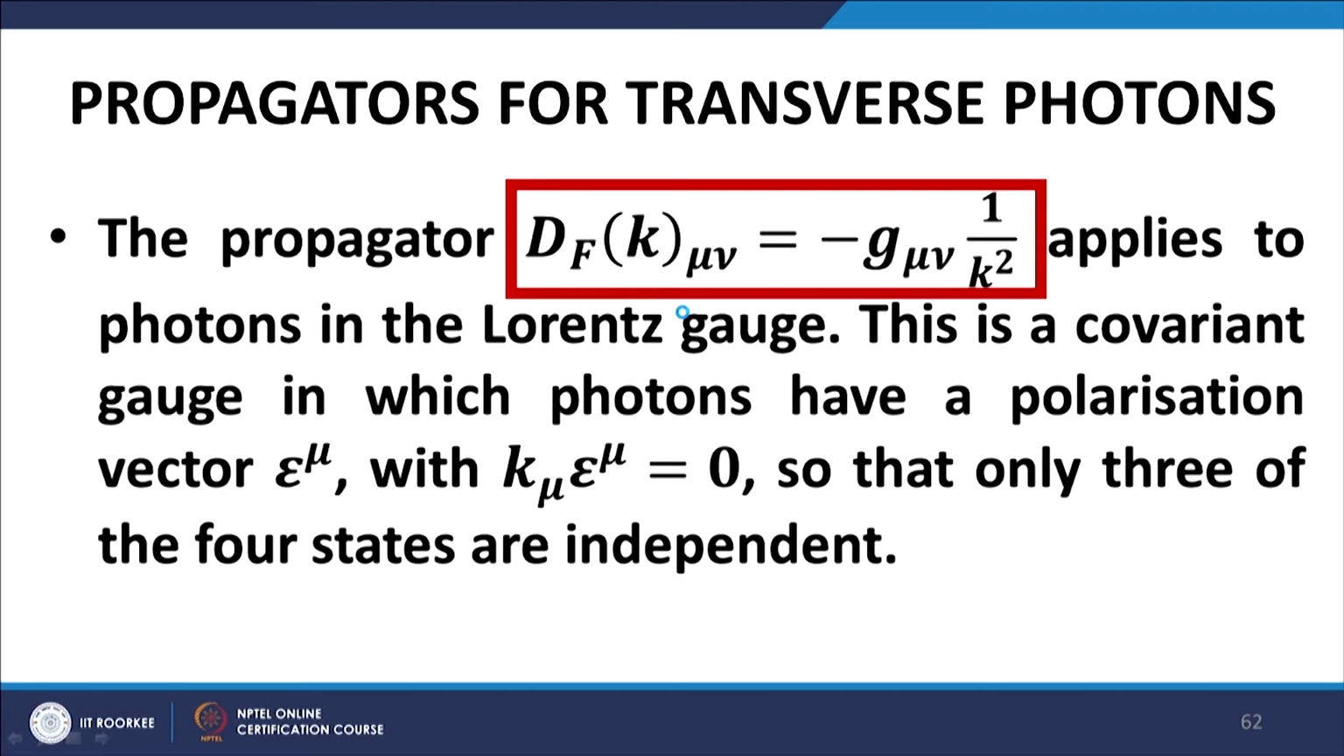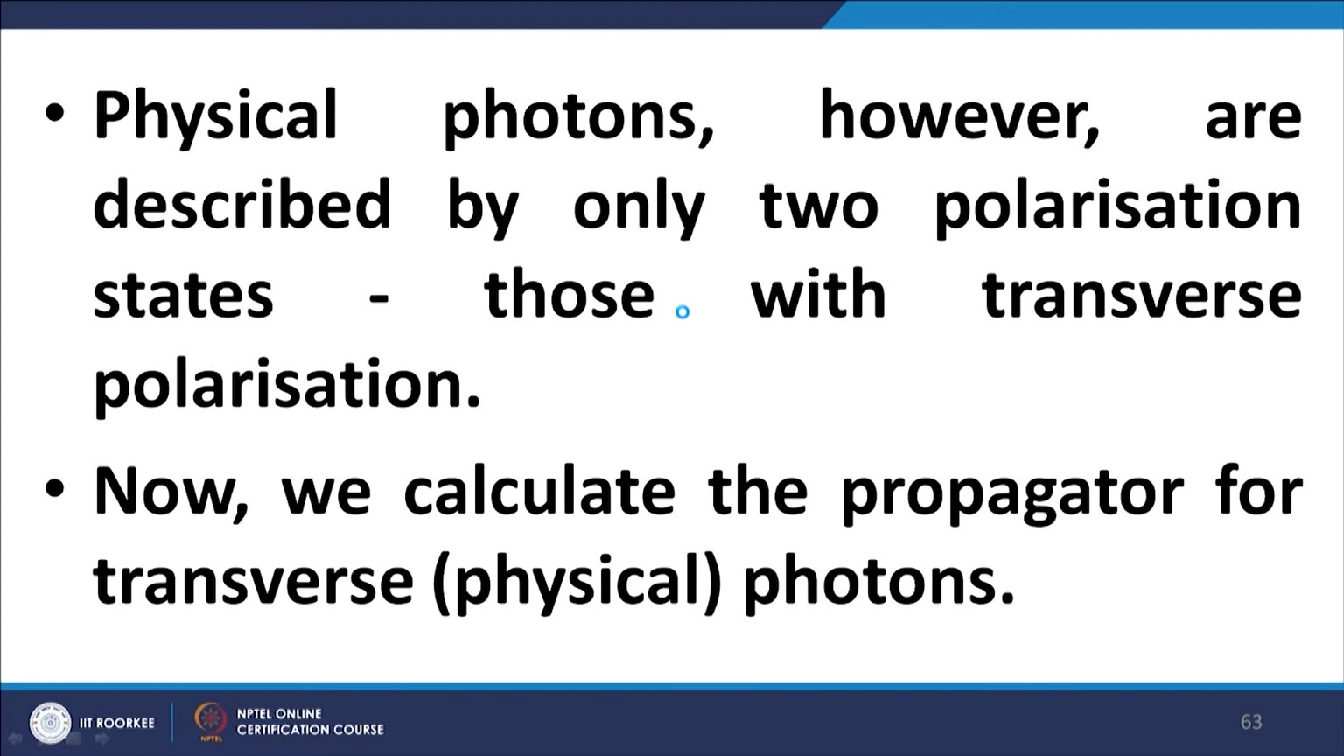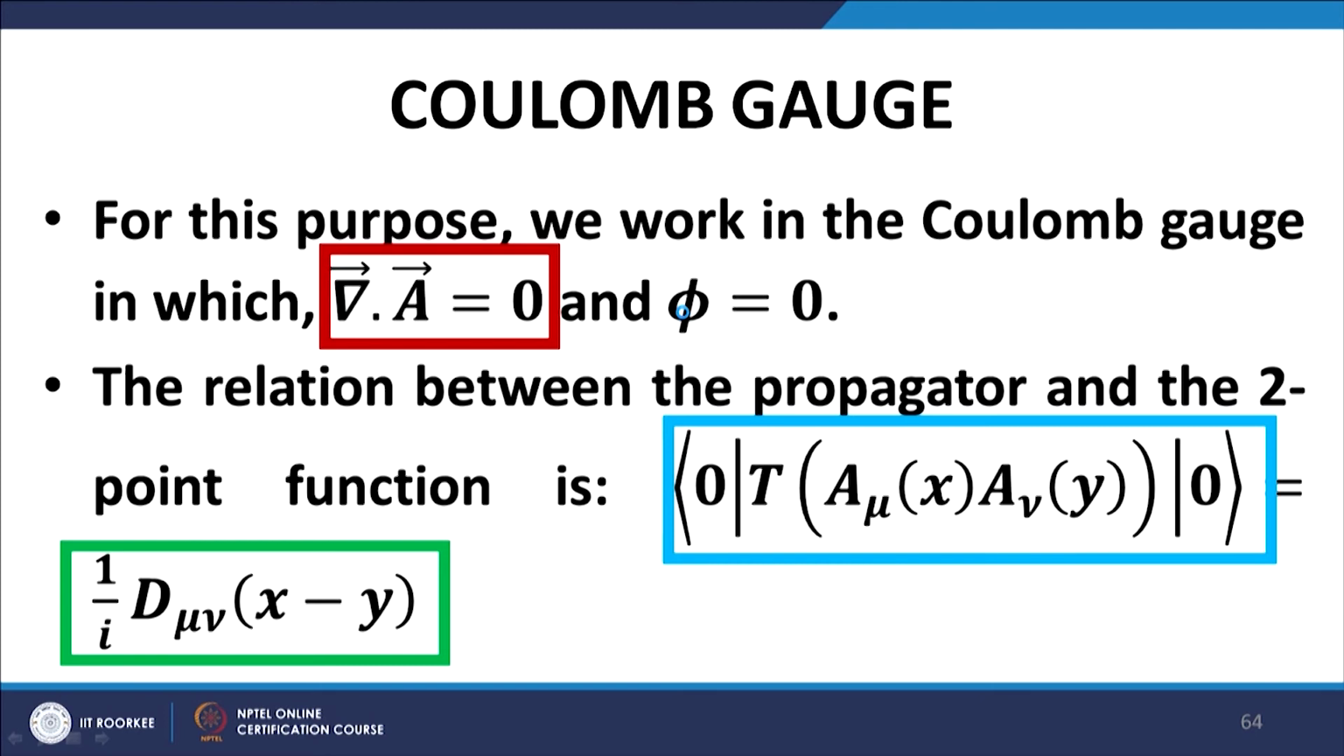The Lorentz gauge is a covariant gauge where the polarization vector epsilon mu has the scalar product between the wave vector and the polarization vector equal to 0, and therefore only 3 states out of the 4 are independent. But as we know, there are only 2 independent states of the photons, and therefore we are still a little bit away from getting a physically viable expression for the propagator representative of physical photons. For this we introduce the Coulomb gauge.